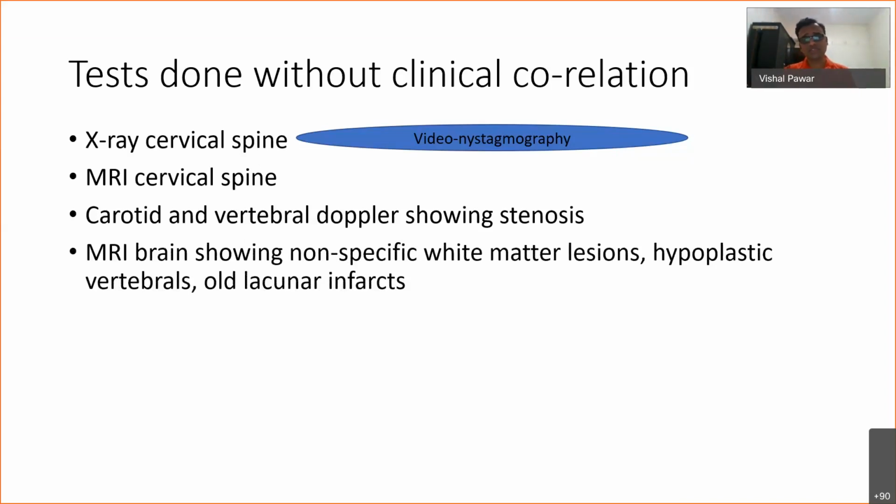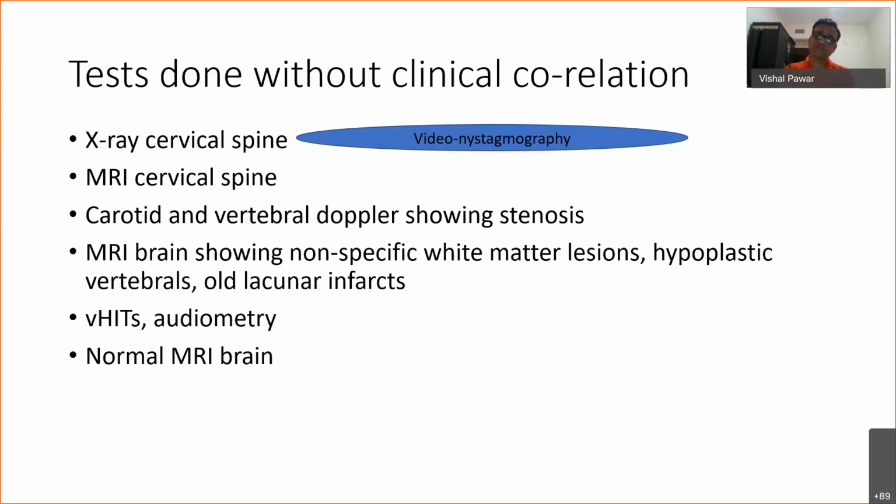Another thing which happens in patients is MRI brain showing non-specific white matter lesions, hypoplastic vertebral arteries, old lacunar infarcts. Then sometimes if we do VHIT, audiometry also can show non-specific abnormalities. And the most important thing is, when you are suspecting a central cause and you do an MRI and the MRI comes back normal, then it becomes very difficult to explain the symptoms and signs.